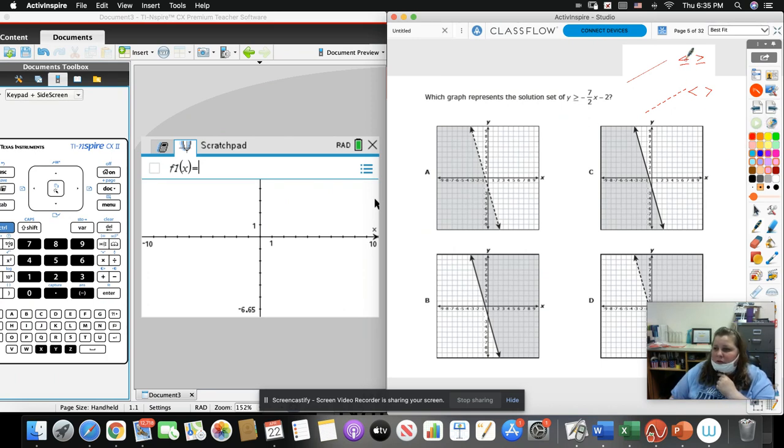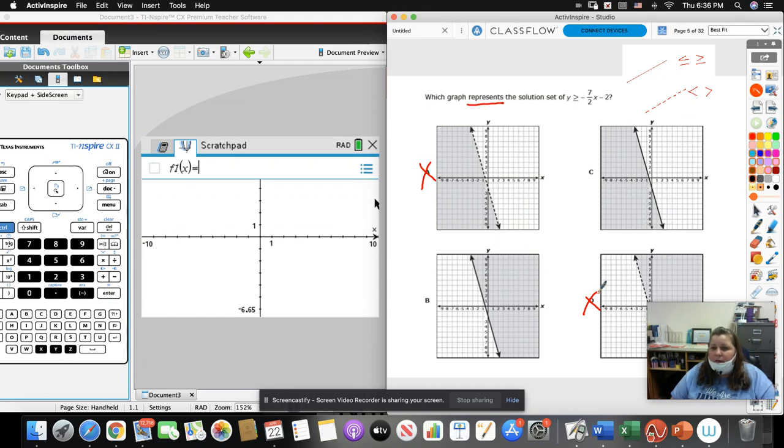Based on just that fact of a solid line or a dashed line, looking at this problem, it says which represents, that means it's equal to. I see a solid line, so I know my answer choice has to be a solid line. I can eliminate the dashed lines. If I don't see the equal to, then I do it the opposite way.